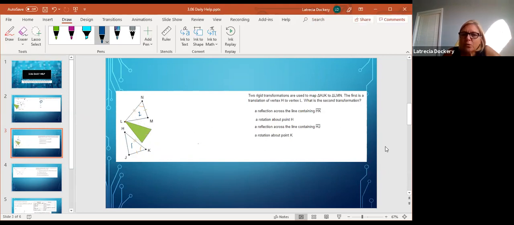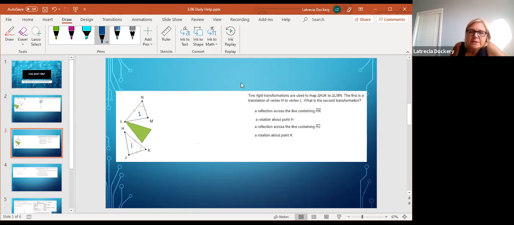And then it wants to know what other movement we need to make. What is the second transformation? A reflection across the line containing HK, a rotation about point H, a reflection across a line containing HJ, or a rotation about point K.